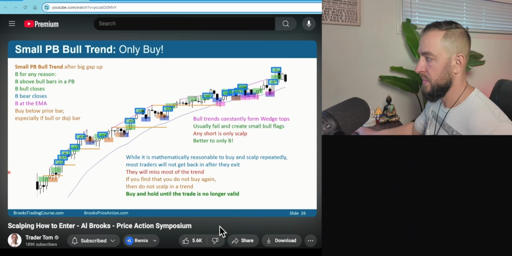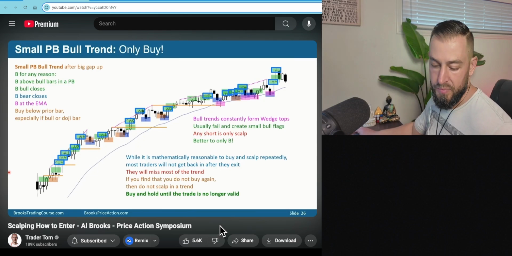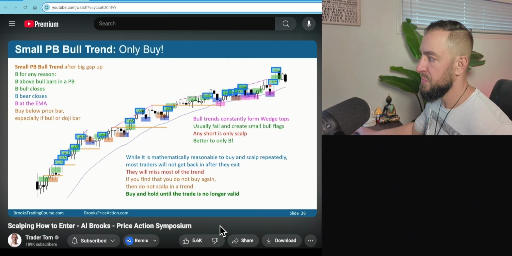If you find that you're doing that, don't scalp out. Just buy and hold and wait until the trade is no longer valid. Today, it was valid all day long. There's really no need to get out of a long. It doesn't matter which of the buys you took. You just buy, hold. You can get out a point or two below the low of the prior bar. You can get out below a big bear bar closing near its low and just buy again above a bull bar closing near its high. Most traders should just buy, use a wide stop, and hold, and let the trend go on until it's no longer a trend. And today was a trend all day.